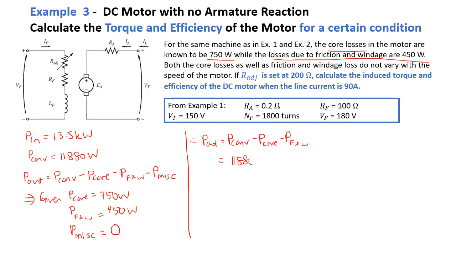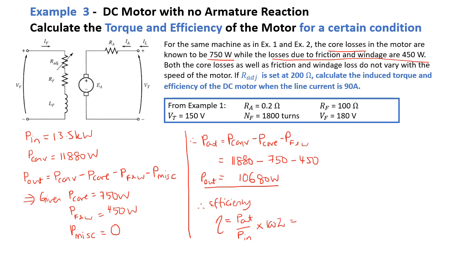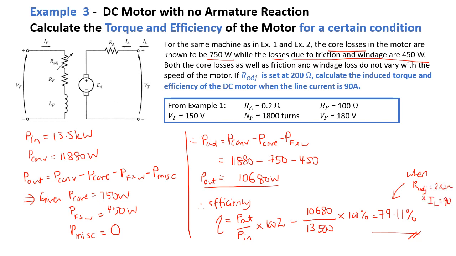So P out is P converted minus the core loss minus the friction and windage loss. That is 11,880 minus 750 for core loss and 450 for friction and windage loss. That gives us an output power of 10,680 watts. Finally, we can calculate the efficiency. The efficiency is P out over P in times 100%. P out was 10,680 watts, P in was 13,500 watts, and we get this in percentage form. That comes out to be 79.11%. So this is the efficiency when the DC motor has an adjustable resistance set at 200 ohms and a line current of 90 amperes.